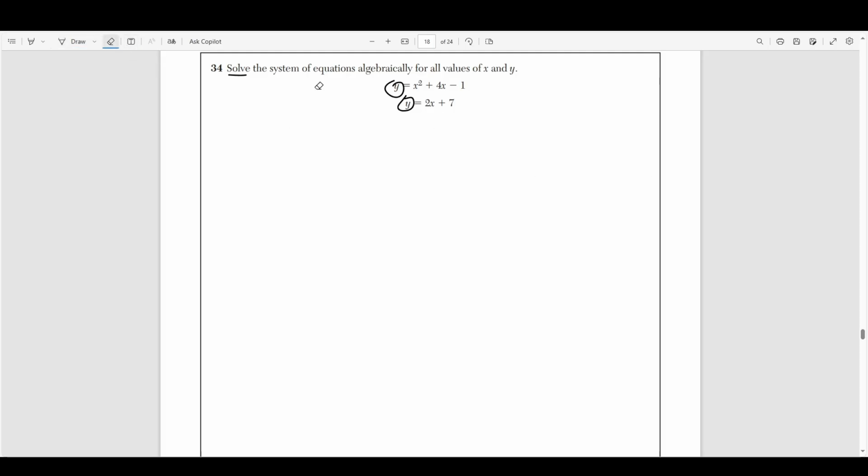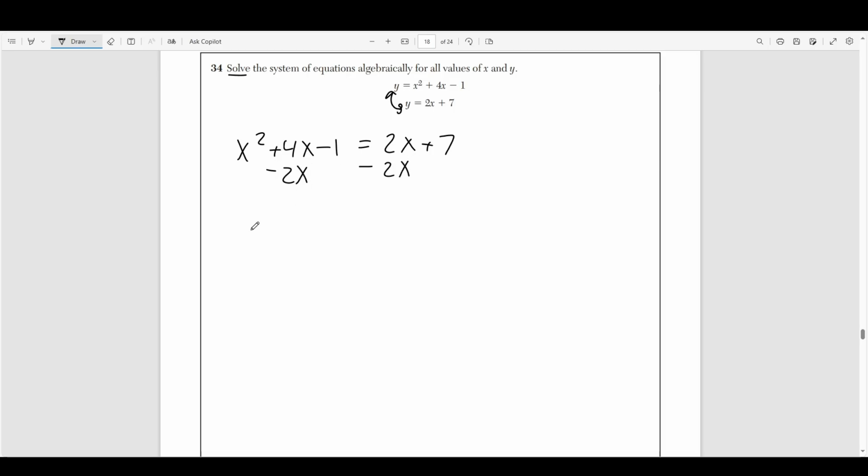And I can do that because they're both in terms of y. So this guy is equal to y, and this guy is equal to y. So I can just set them equal to each other because they're equal to the same thing. So I can say that x squared plus 4x minus 1 is equal to 2x plus 7, and just solve for x here.